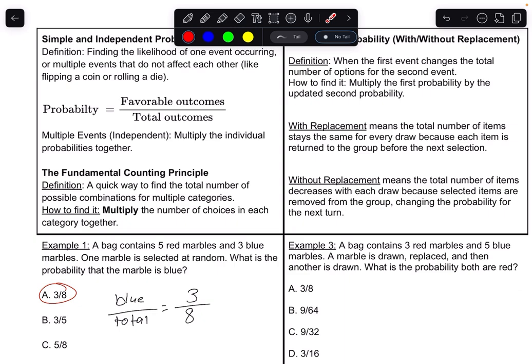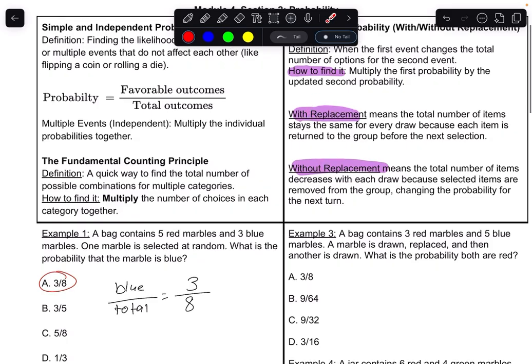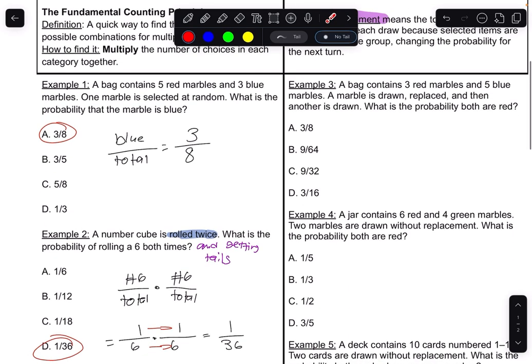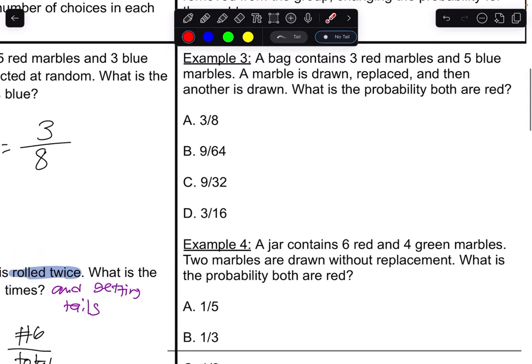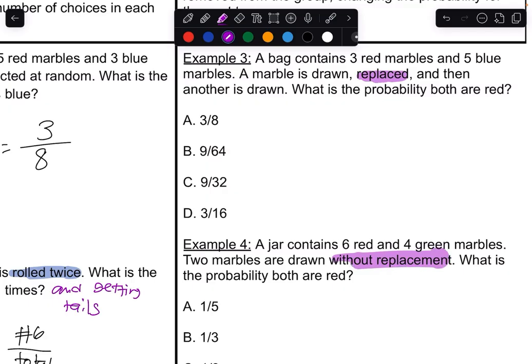Now with dependent, there are 2 big keywords we need to know: with and without replacement. We're still going to multiply, okay? We're still multiplying. But what we're multiplying depends really on what the scenario says. So, for example, if we look at something like number 3 versus something like number 4, right? The biggest keyword here, apart from the numbers, is with replacement and without replacement.